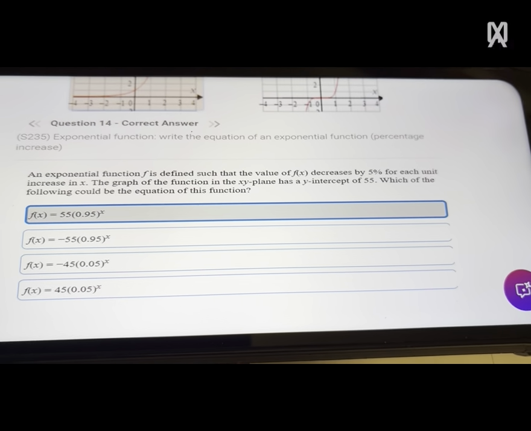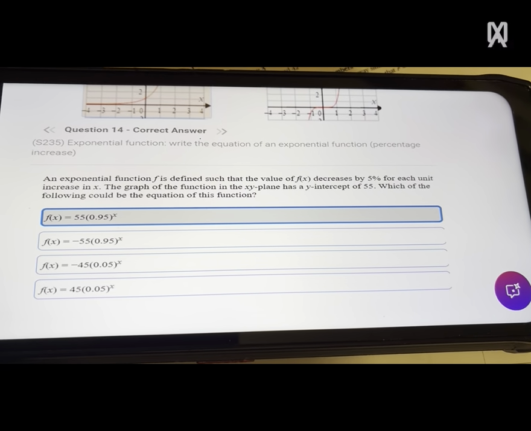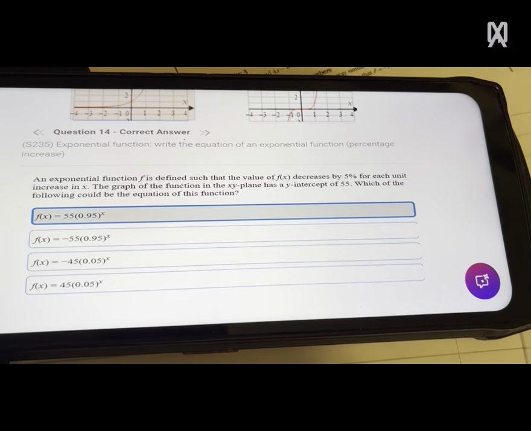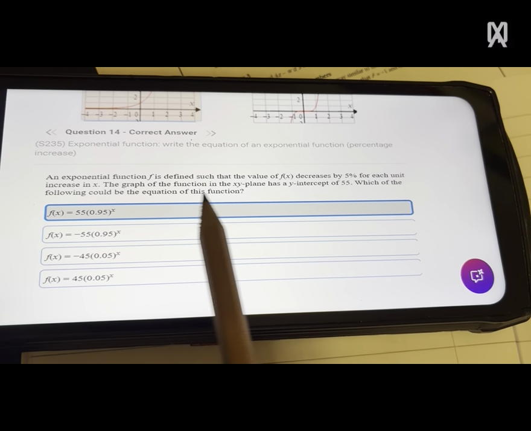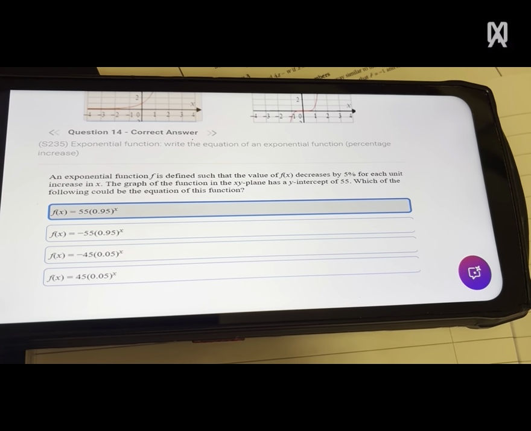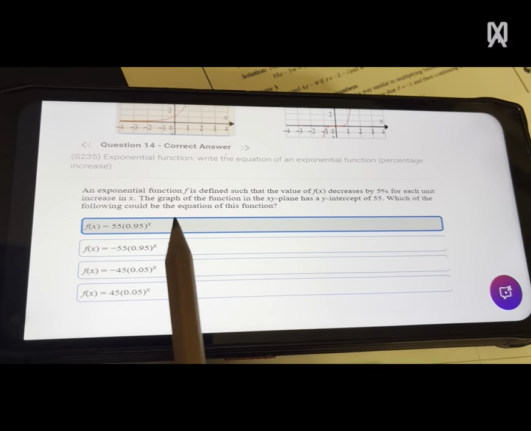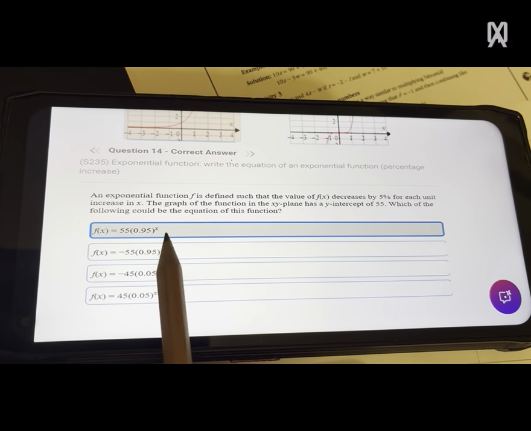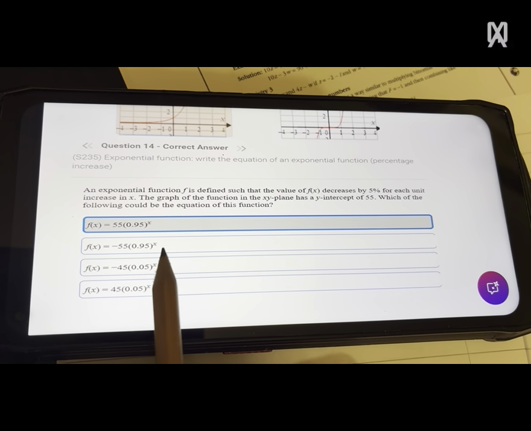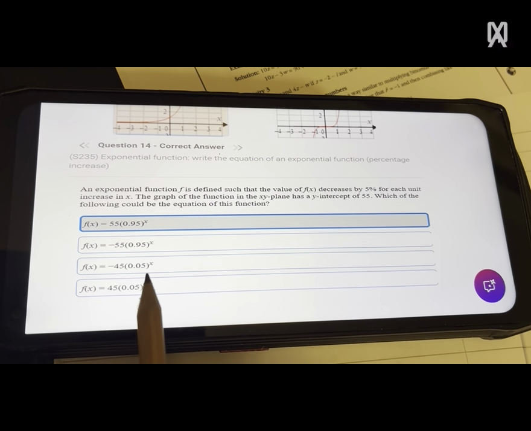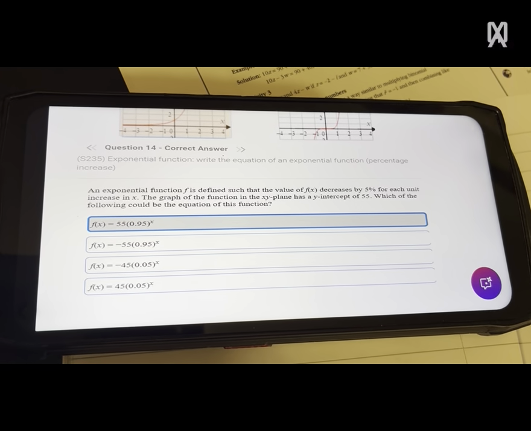Question 14, an exponential function f is defined such that the value of f of x increases by 5% for each unit increase. So it is one of these two. They gave you that the graph of the function in the xy plane has a y-intercept of 55. When x is 0, y is equal to 55. Here when x is 0, this is 1 times 55, 55, so this is correct. This one, when x is 0, will be minus 55, so wrong. When x is 0 here, this is minus 45, and here it is 45. So only this is the correct answer.